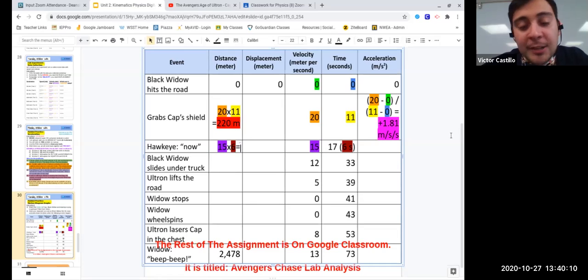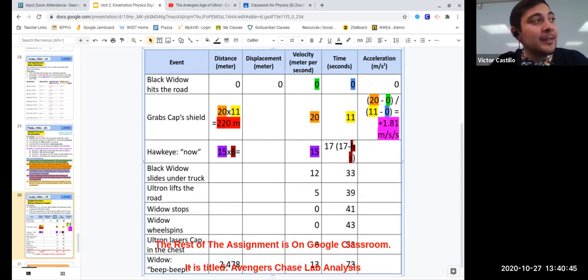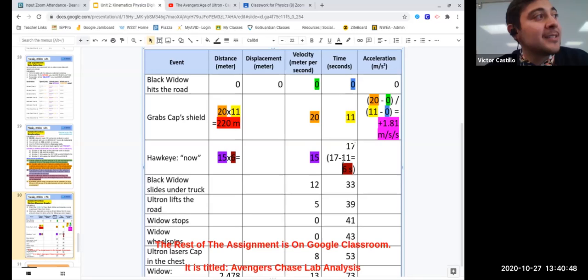Wait, where are we getting 6 from? Oh, so we can multiply 15 times 17. You know how we multiply 20 times 11? We can multiply 15 times 17 because 17 is the whole entire time she was driving. So we know that in 11 seconds, she traveled 20 meters per second. At the 17-second mark, she traveled 15 meters per second. So that means there's a 6-second time frame. 17 minus 11 is 6 seconds. So in 6 seconds, she traveled 15 meters per second. Yeah, so we subtracted 17 minus 11 to get 6 seconds.